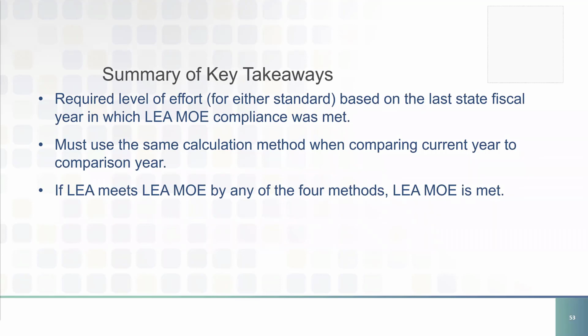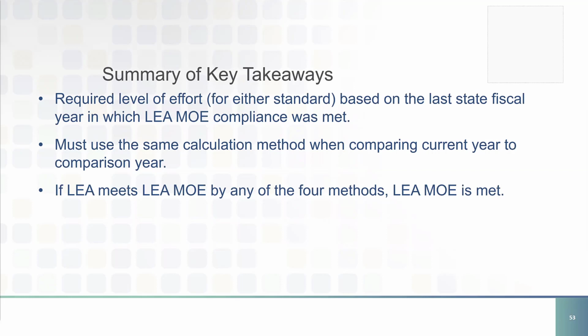Thirdly, if an LEA meets MOE by any method in a given year, the LEA meets MOE. For example, an LEA could meet LEA MOE in 1 year using the state and local method, and the next year it could meet LEA MOE using local only. As long as an LEA meets MOE with at least one method, it meets LEA MOE. I'll say that again. You only need to meet one method of the LEA MOE per year. And it does not need to be the same method from year to year, and you can use it for different standards for the eligibility and compliance.